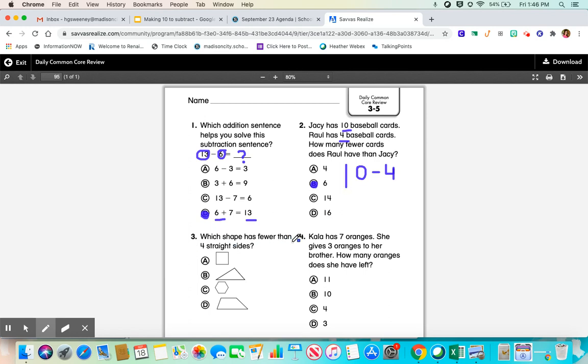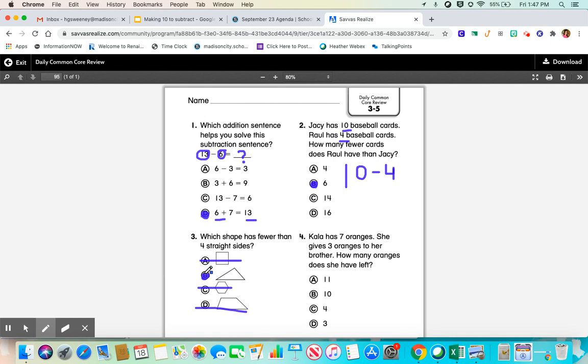Number 3, which shape has fewer than 4 straight sides? So less than 4. That's what fewer means, less than. 1, 2, 3, 4. So we know that has 4. It can't be less than. It's the same amount. 1, 2, 3 on B, okay? 1, 2, 3, 4, 5, 6 on C. So we know C is out and we know A is out. And then D, 1, 2, 3, 4. D has 4, so that's not fewer. B has fewer than 4 sides because it only has 3, and that is less than 4.